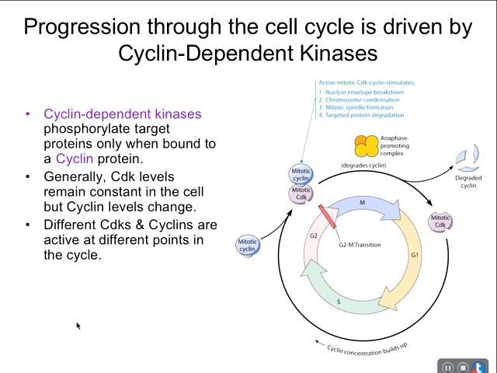Is there a name for that complex of the mitotic cyclin? No. There's not. I'm not familiar with any name for that complex together. It's an active CDK. CDK is not active without its cyclin. So it's active CDK, I guess, is the right term.